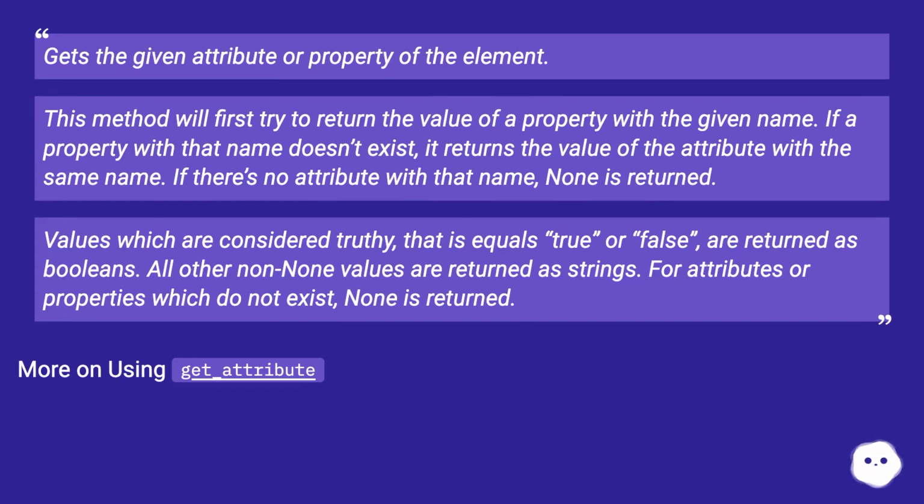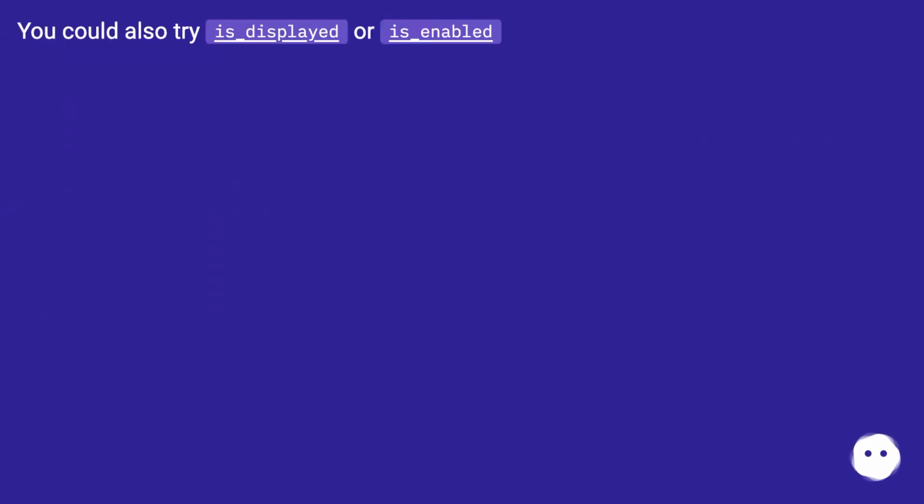Values which are considered truthy, that is equals a true or a false, are returned as booleans. All other non-None values are returned as strings. For attributes or properties which do not exist, None is returned. More on using get_attribute. You could also try is_displayed or is_enabled.